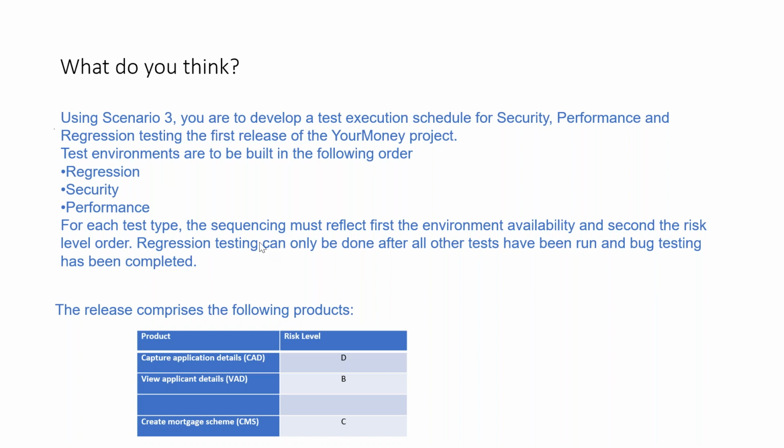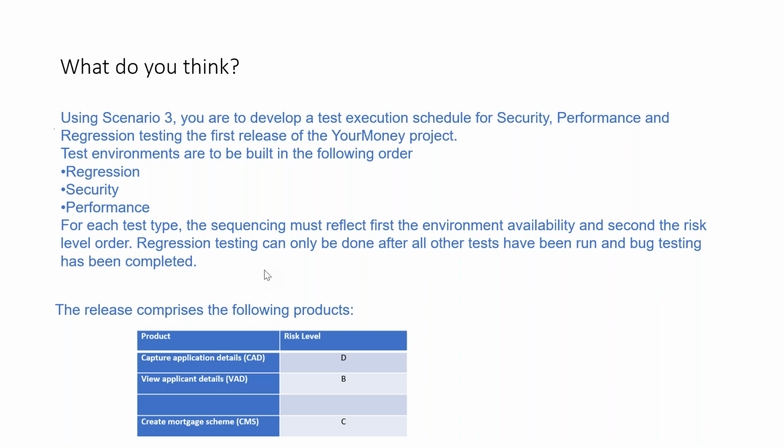And the second is the risk level order. I have some modules that are ready now for which I have to plan test execution, and they have some risks also. We'll talk about these modules. Another constraint: though the regression test environment will be created first, regression testing can only be done after all other tests have been run and bug fixing has been completed. So first security testing and performance testing are done, bugs are fixed, then only regression testing will be done.